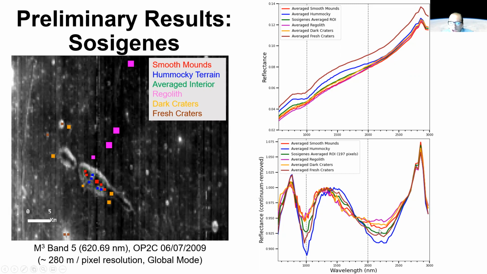And again, the entire averaged interior over 200 pixels appears to be somewhere in between the spectral signatures for the smooth mounds and the hummocky terrain. The regolith and dark craters appear to have weaker absorption bands, which makes sense because these materials may have been exposed to space weathering. The accumulation of nanophase iron and agglutinates could contribute to the dampening of the spectral absorption bands for these regions. And in particular here, we also see that even the spectra for the fresh craters shown in brown seem to be very similar to the spectrum of the Sosogenes interior shown in green.